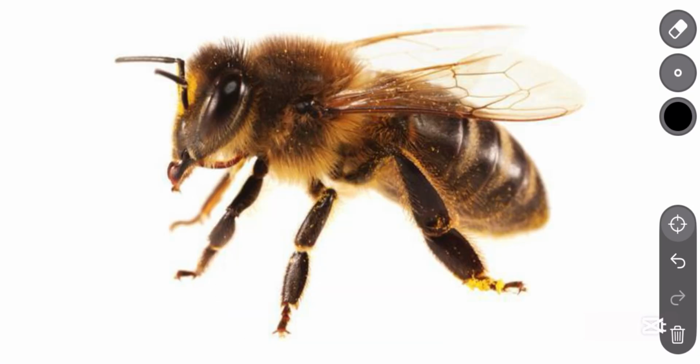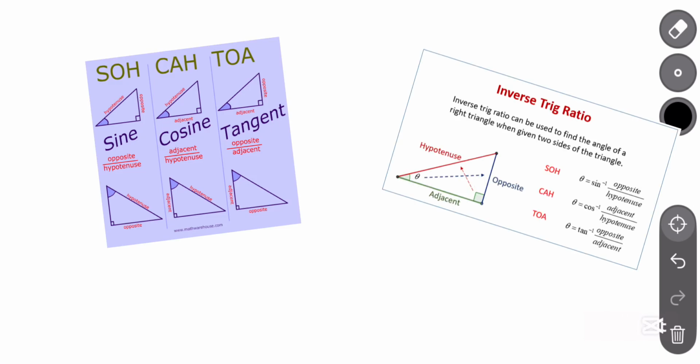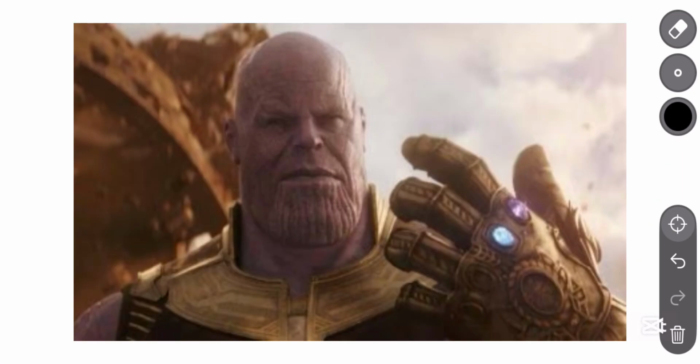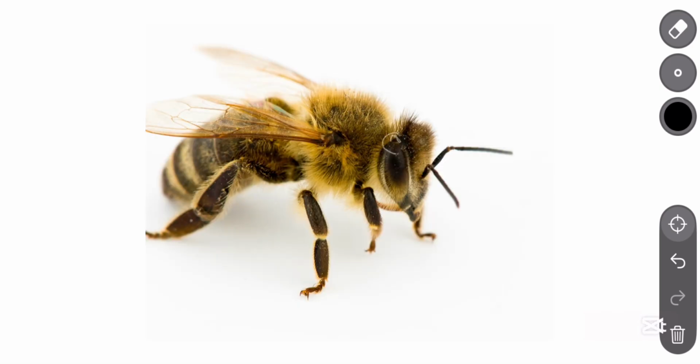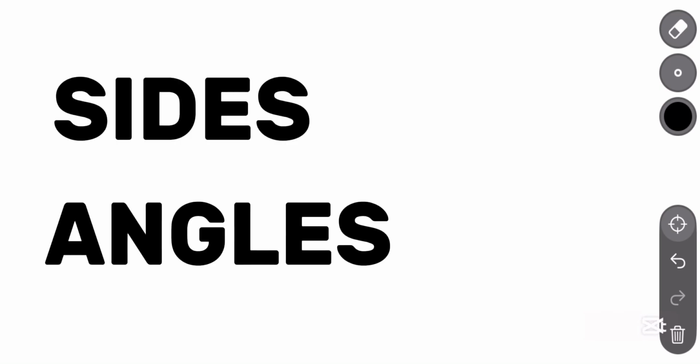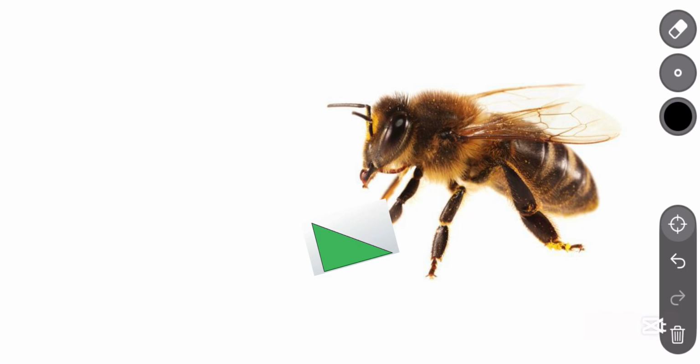In the last videos, we went over trig ratios and inverse trig functions. And today, we will be putting those two concepts together and solving entire right triangles. So that means finding out all the sides and angles of a right triangle. Without further ado, let's get right into it.